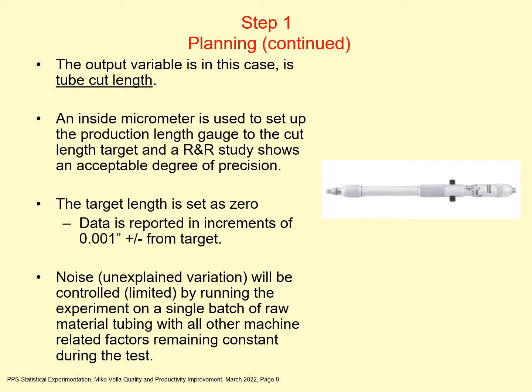The target length is set to 0 and data is reported in increments of 1/1000th of an inch plus or minus from the target. Noise or unexplained variation will be controlled. That means we're going to try to limit it by running the experiment on a single batch of raw material tubing with all other machine-related factors remaining as constant as possible during the test.